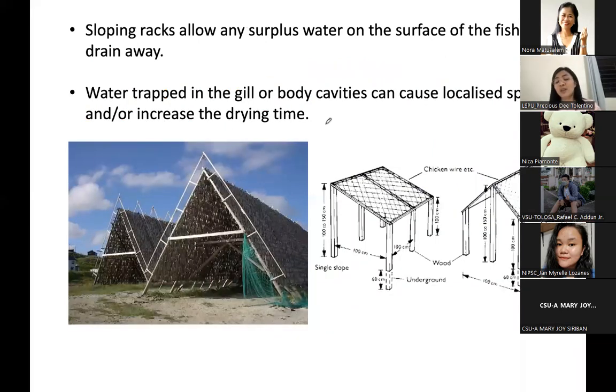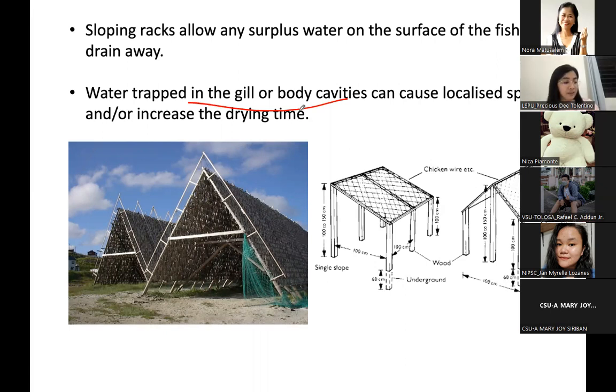So this is also another structure in drying fish, sloping rocks naman. So si sloping rocks, ginagamit din siya sa mga coastal communities kasi ito natulong ng mabilis yung tubig. Okay, so for example, merong mga water na natrap sa gills or body cavities, they can easily go down kasi ganito yung kanyang itsura.